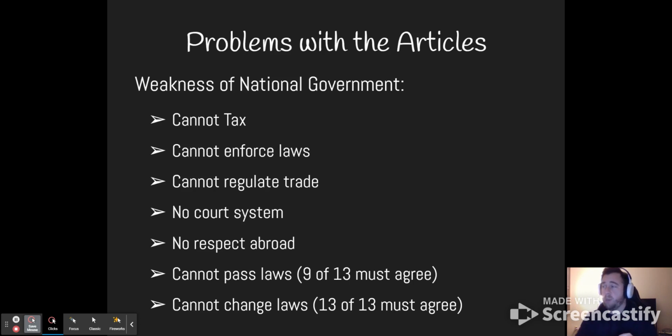Again, the only two laws they passed were on the previous slide: the Northwest Ordinance and the Land Ordinance. So in several years of this form of government, there's only two laws passed. And that shows you, again, that is very ineffective. And also states are kind of happy to play this game and say, look, the federal government really doesn't exist. It does on paper, but it doesn't really in practice. There is no court system. There is no respect abroad.